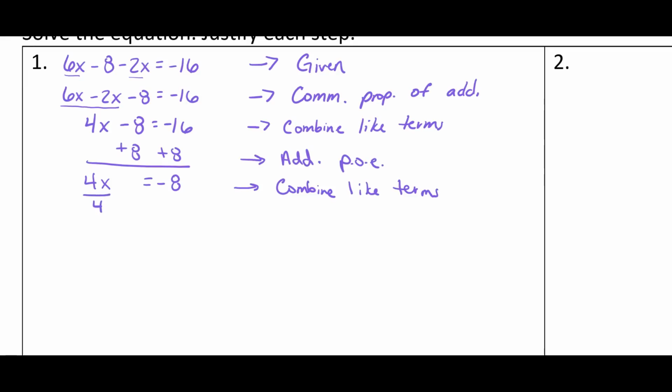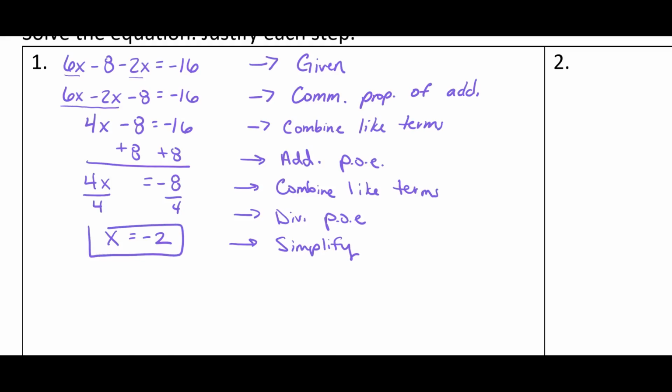Then we're going to divide both sides by 4, which is our division property of equality, giving us x equals negative 2. To get that answer, we simply simplified. So x equals negative 2 is our answer. We've justified every single step here. We did skip one or two steps where we didn't use the identity properties, but for the most part, we used these other steps.